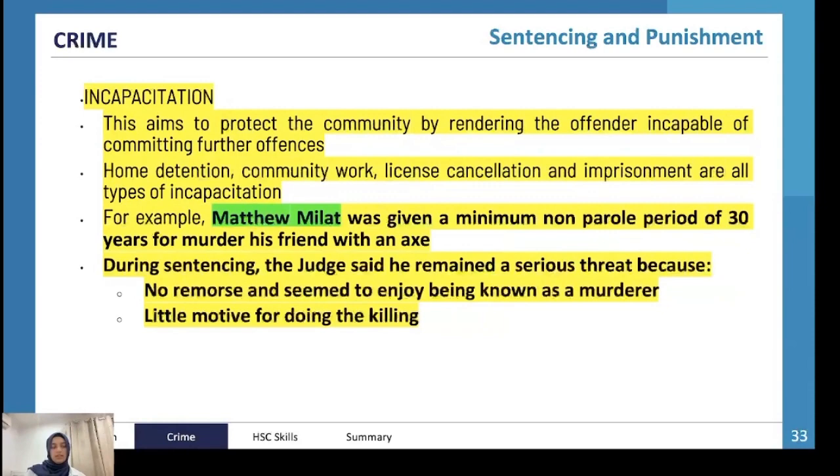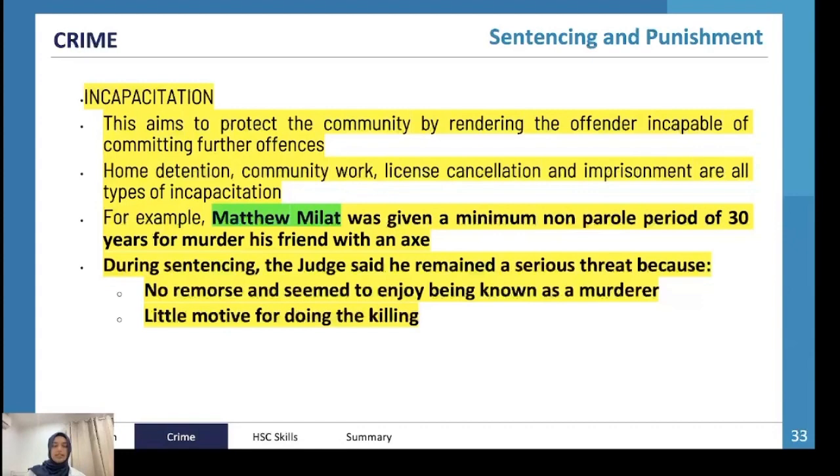Next up, we have incapacitation. Incapacitation, as the name suggests, is basically making the offender incapable of recommitting a crime because they are in prison. They are physically incapable of committing that crime. Whether that be home detention, community work, license cancellation, imprisonment, which is the most extreme of those punishments. Home detention may be for lesser crimes or crimes where the offender is not seen to be a massive threat to society, along with license cancellation, for example. That's just making sure they're off the road if they have committed a bunch of road crimes previously, for example, speeding, drink driving, etc.